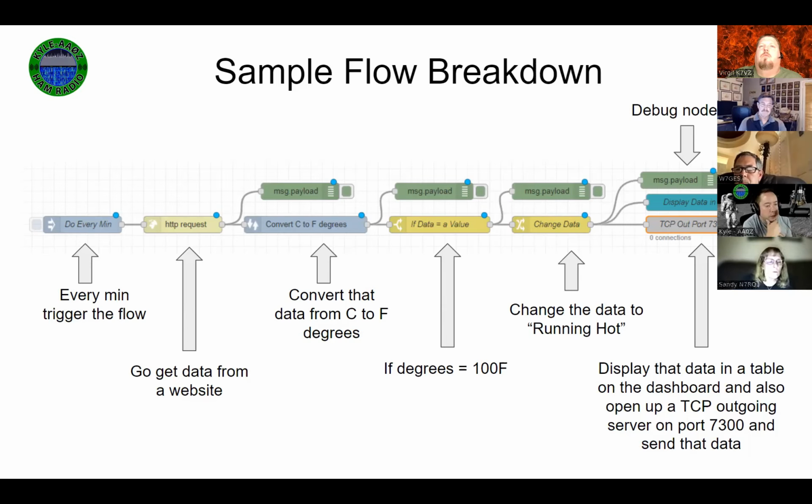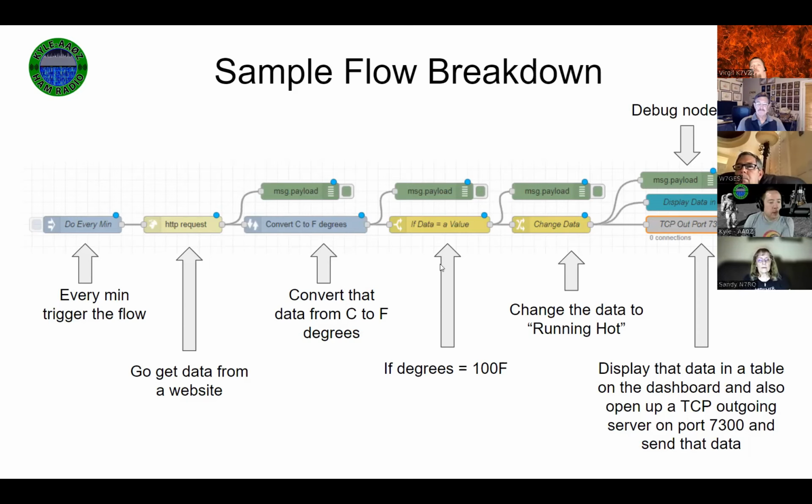The second node there is an HTTP request. So there is a default node that you can use to get some information from a website, and you can configure this node. So we're going to get some data from a website, and that data is going to be temperature information. We're going to pass it to a conversion node that we loaded off the internet, that converts Celsius to Fahrenheit very easily. So you pass it a number in Celsius, and out the right-hand side comes that number in Fahrenheit.